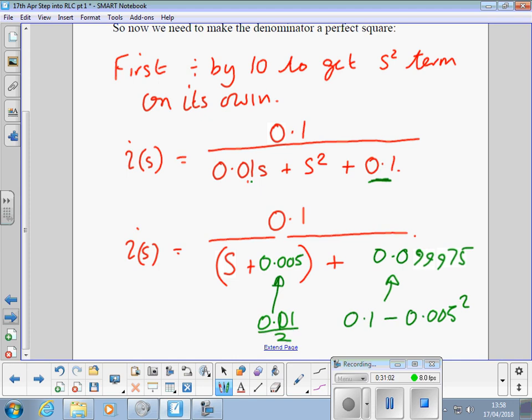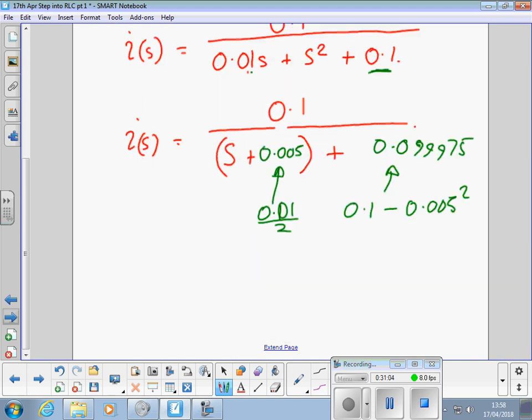So that is our expression. Let's write out the question once more with the perfect square denominator.